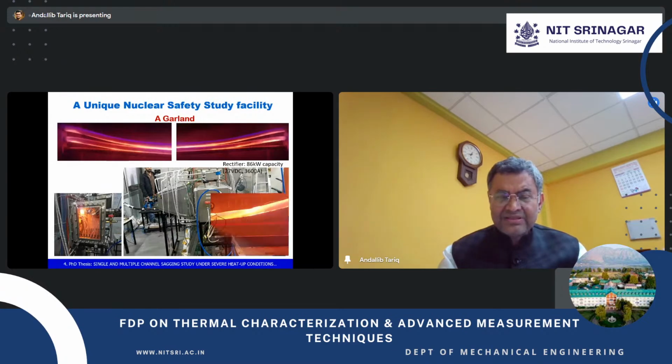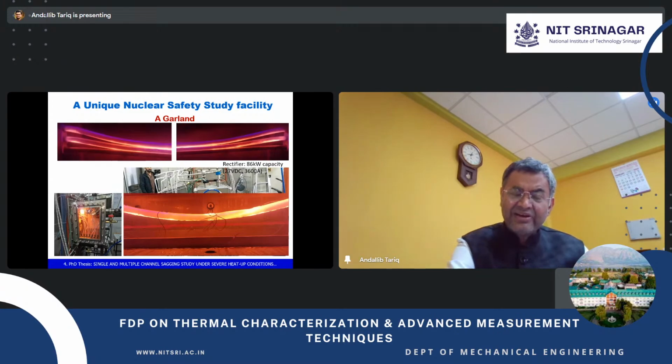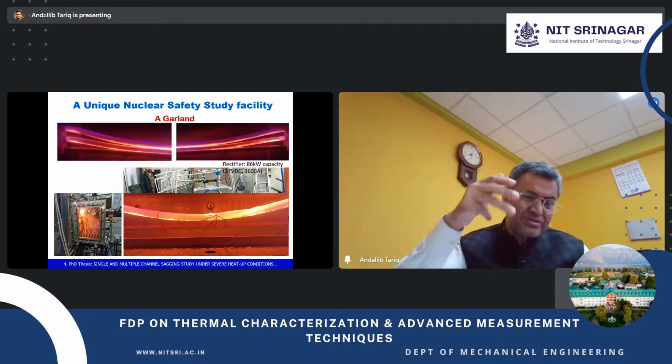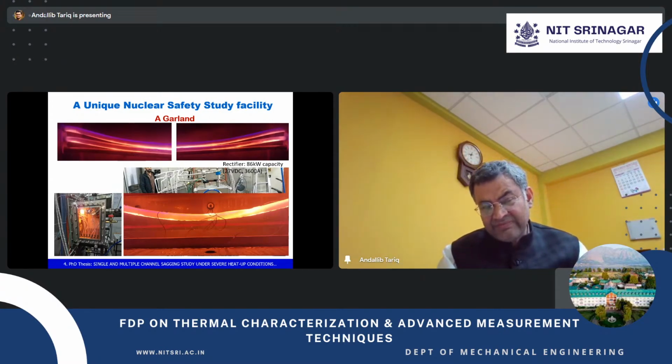You can see how it looks when failure happens. It is just red hot; it almost melts. So we created that imaging technique, and we published that paper on the technique aspect also. This has had enormous implications in nuclear safety research.